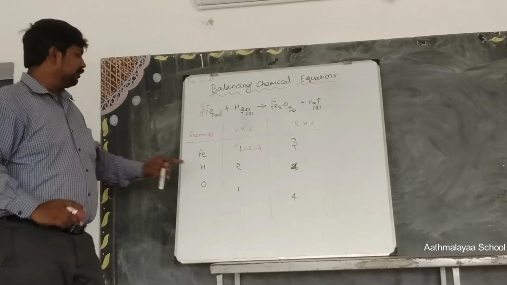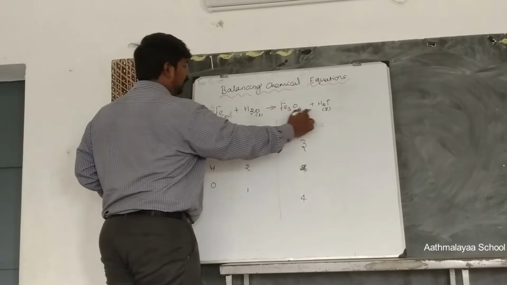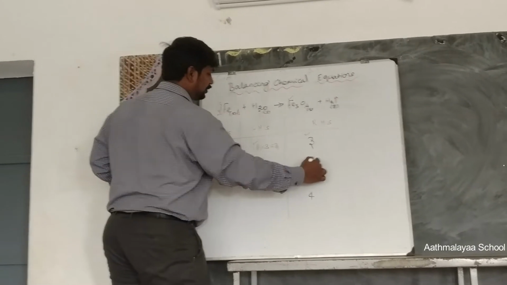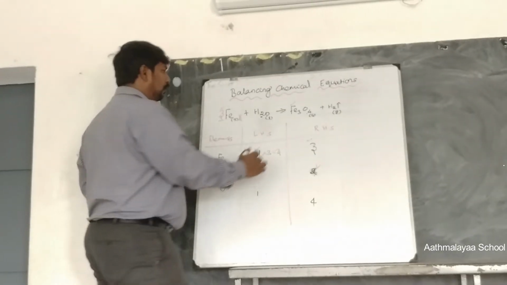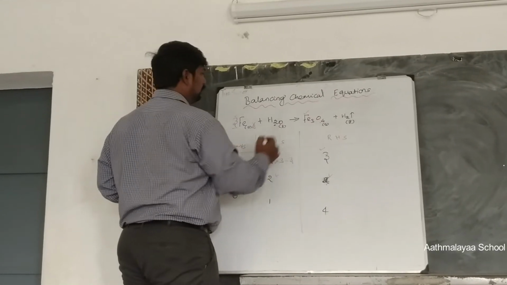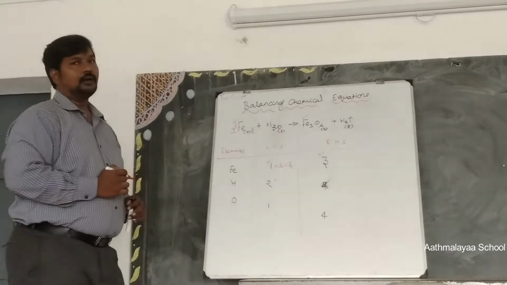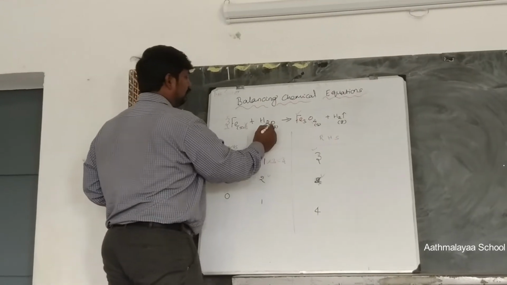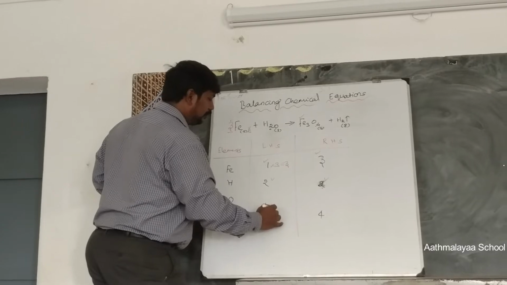Right? Next we can go for the hydrogen. 2 hydrogen on this side and 2 hydrogen on that side. Right? So this is balanced. 2 hydrogen are balanced on both the sides. And oxygen, 4 oxygen on this side and only 1 oxygen on this side. So here 4 oxygen, here 1 oxygen. So here it can be multiplied by 4.